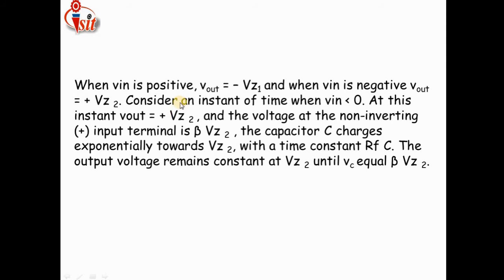Consider an instant of time when Vin, the input voltage, is less than 0. At this instant, Vout is equal to the positive Zener output, that is VZ2, and the voltage at the non-inverting, that is the positive, input terminal is beta VZ2. The capacitor C charges exponentially towards VZ2 with a time constant RFC. The output voltage remains constant at VZ2 until VC equals beta VZ2.